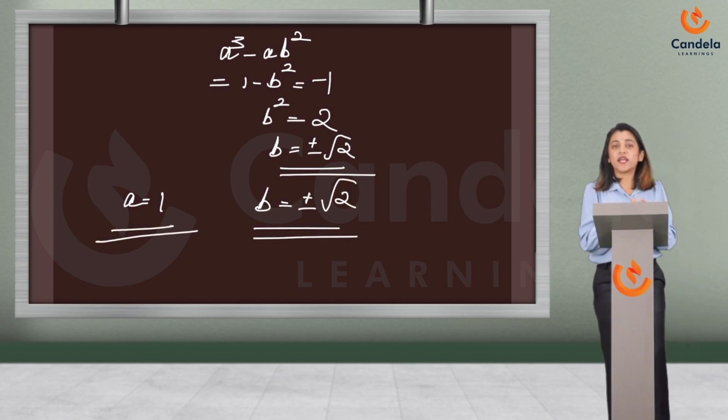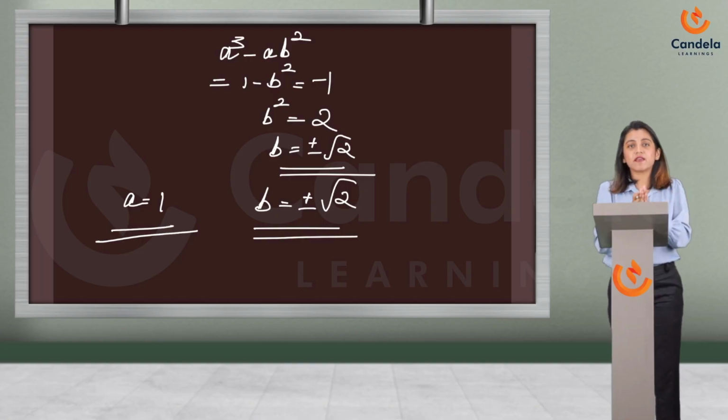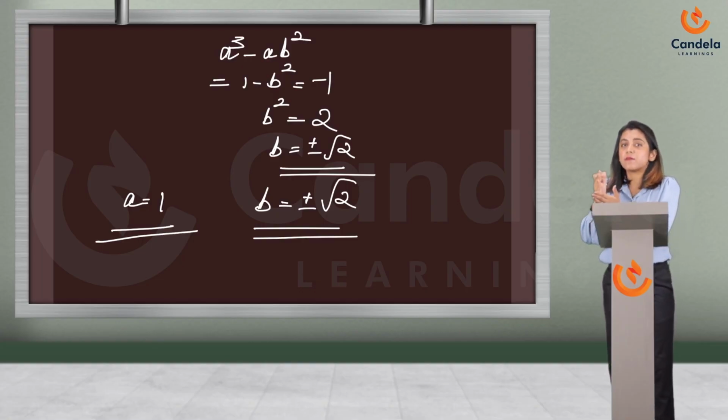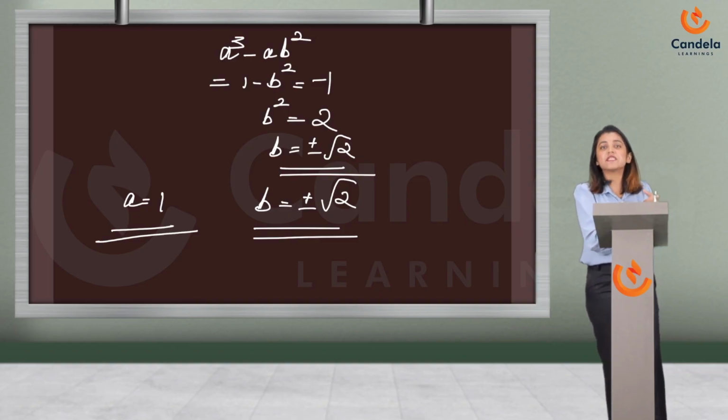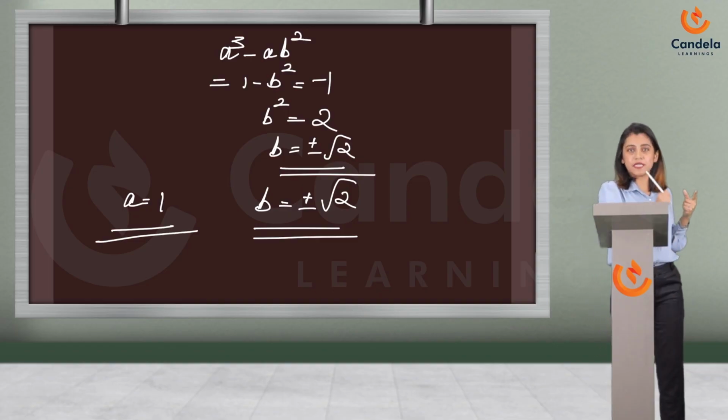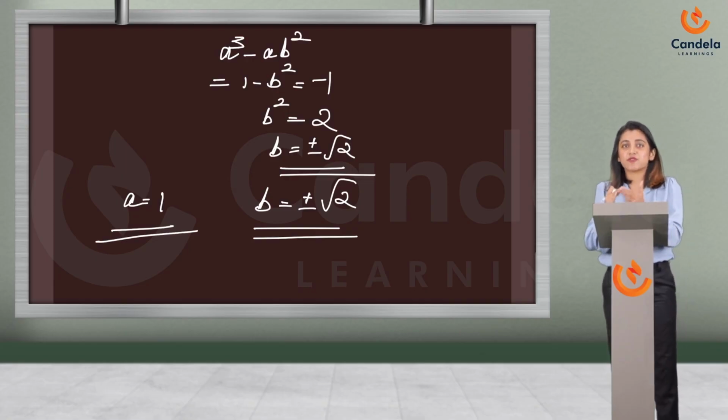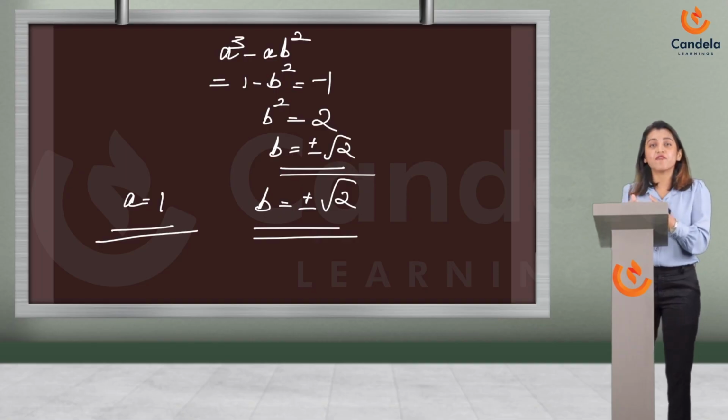So we have found the values of a and b using alpha plus beta plus gamma equal to minus b by a, alpha beta plus beta gamma plus gamma alpha equal to c by a, and alpha beta gamma equal to minus d by a. So this question was based on the relation between zeros and coefficients of a cubic polynomial.